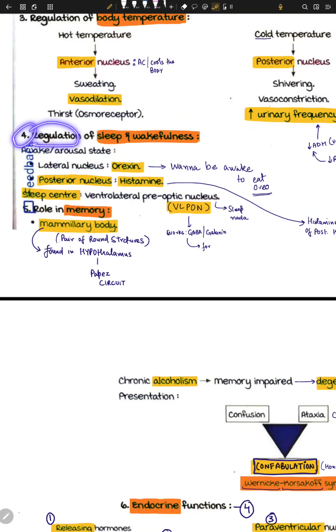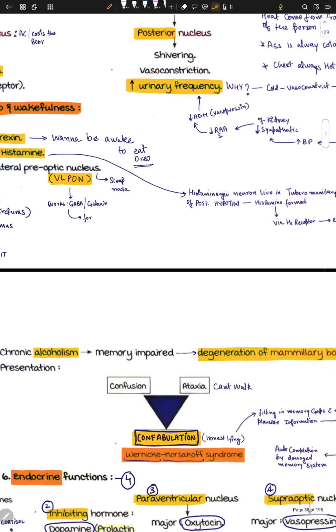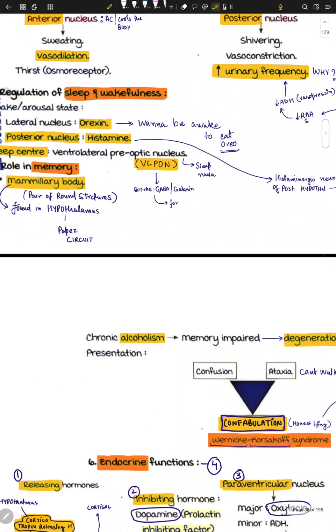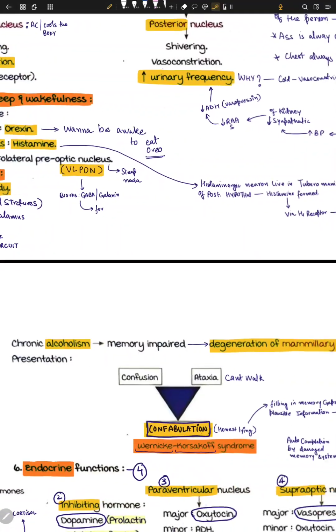Other thing is called regulation of sleep wakefulness. Awake arousal state, you want to feel that. What happens is that lateral nucleus makes you feel awake because you want to eat. You want to be awake to eat that Oreo, okay? What about posterior nucleus? It works via histamine, and histamine also makes you want to be awake, okay?